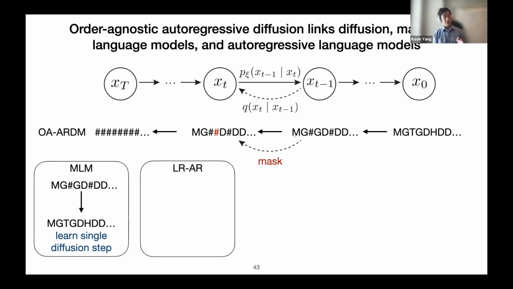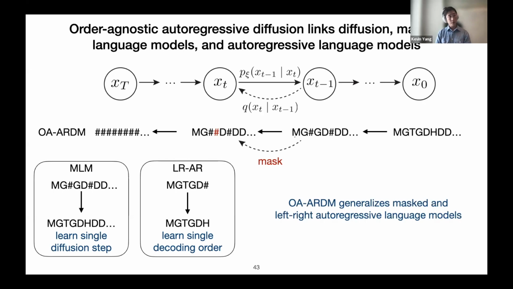But it also generalizes left to right autoregressive models, LRAR, which you can think of as you always mask everything to the right of what you've already generated, and then you unmask the next position. So a left to right autoregressive model only learns a single decoding order, whereas the order agnostic autoregressive model learns all possible decoding orders in one model. So OA-ARDM generalizes both masked and left to right autoregressive language models. And it's also a diffusion model because there's an absorbing state, which is all masked.